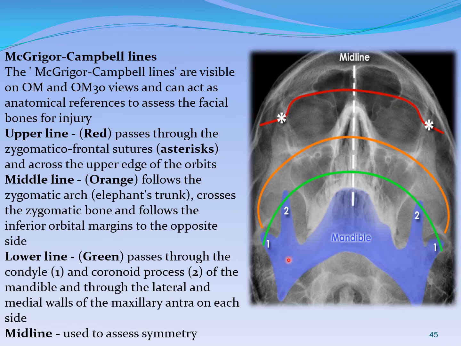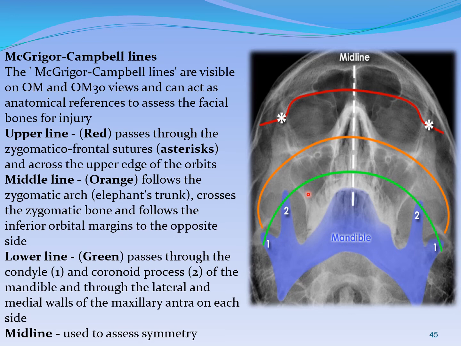Then the Waters view is also important to evaluate fractures. Now, as you can see in the image over here, you have the midline, which is marked by the dotted line. Then you have three lines, that is red, orange, and the green line. So what do these lines indicate? These lines are nothing but McGregor and Campbell lines. These were introduced by these two authors.